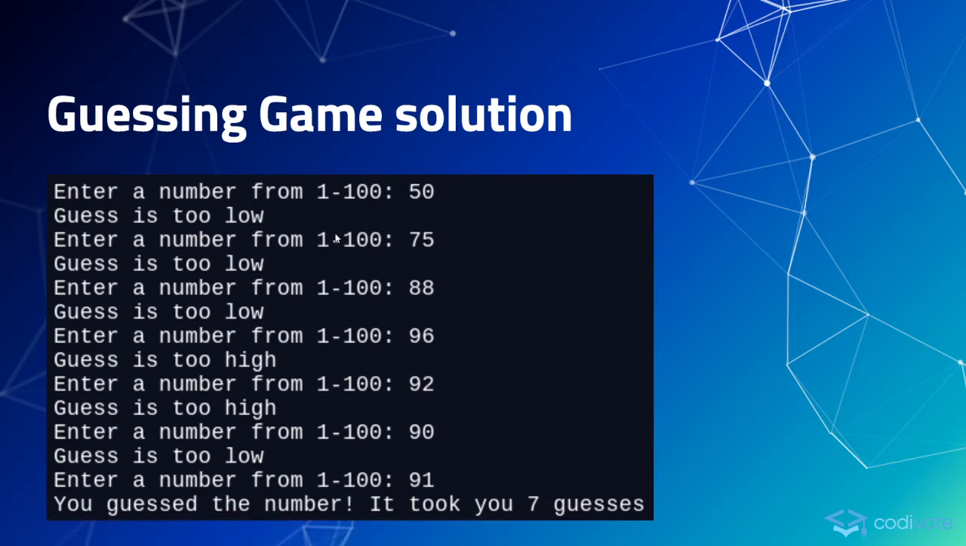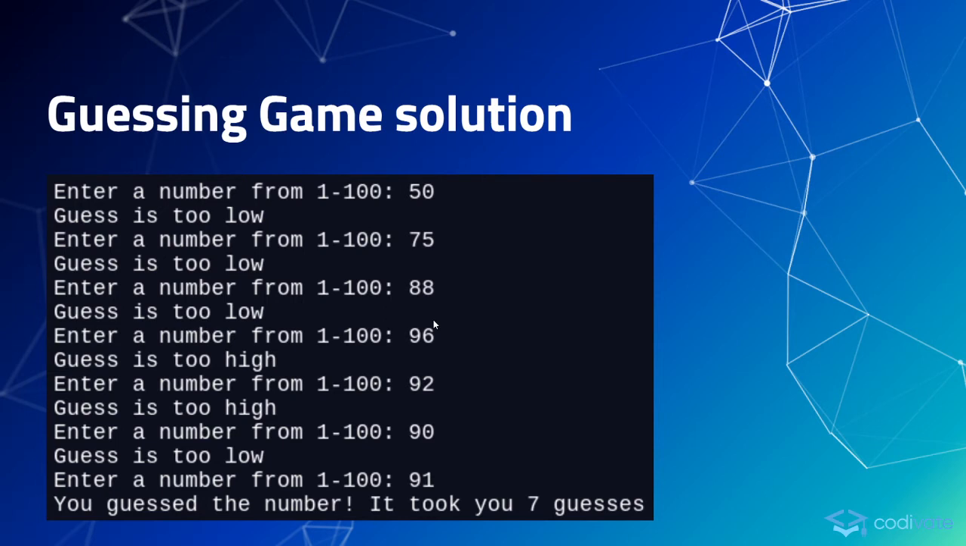Then we're going to guess 75. This guess is also too low. This is correct. 75 is less than 91. Now we're going to guess 88. This guess is also too low. Well, 88 is less than 91. That's correct. Now we're going to guess 96.